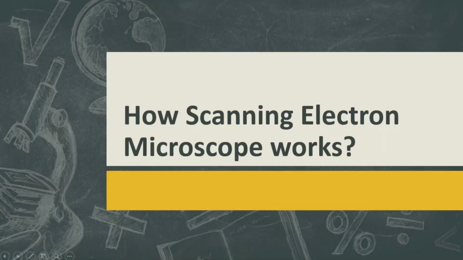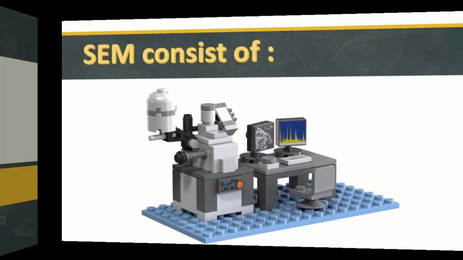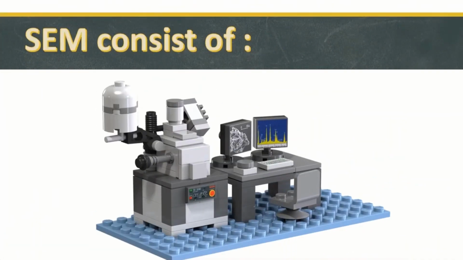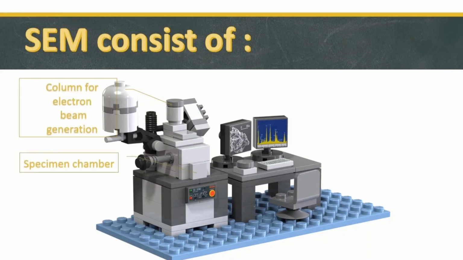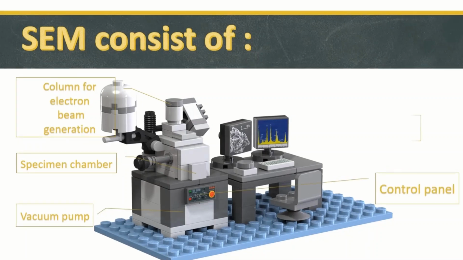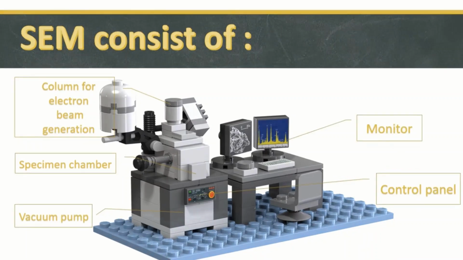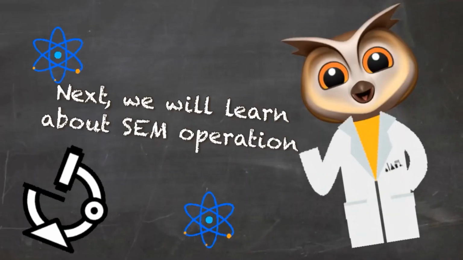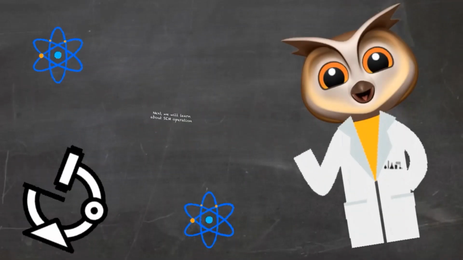So with me, you're going to learn how a scanning electron microscope works. First of all, we're going to look at the external components of SEM. It consists of a column for electron beam generation, next the specimen chamber, vacuum pump, control panel, and last but not least the monitor. Next, we will learn about SEM operation.